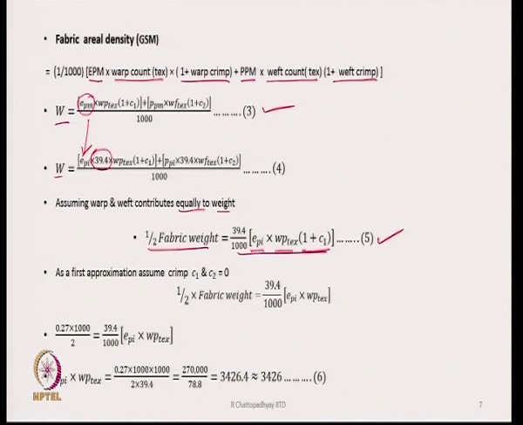Now, comes another important assumption which sometimes may not be possible to do also, that is what should be the crimp value, that value of C1. Now, crimp is always there in any woven fabric, but it is very difficult to really predict the crimp in advance. Crimp can be measured once the fabric is made. After that, we can easily find out what is the crimp in warp and weft.